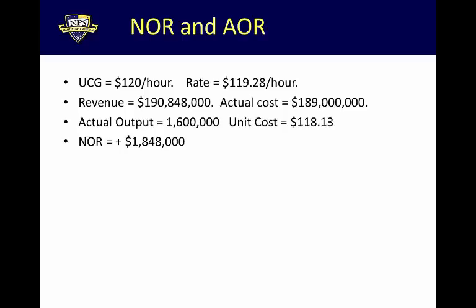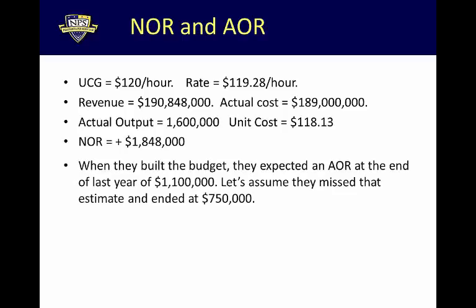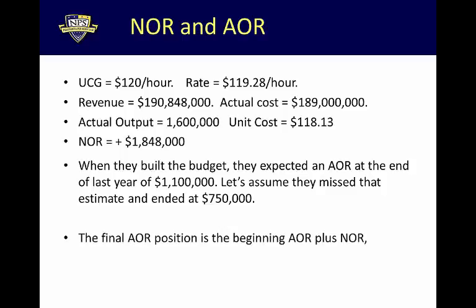So where does our AOR stand at this point? Well, when they built the budget, they thought they would begin the year with an AOR of 1.1 million. But that was early in fiscal year 14. There were still 9 months or so to go. Let's assume they actually ended last year with an AOR of 750,000. So their final AOR position is the beginning AOR plus the NOR. Or they began the year at 750, they earned 1.8 million, so now their AOR is $2,598,000.